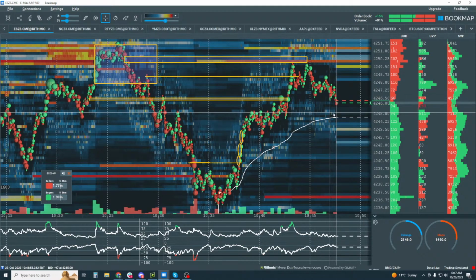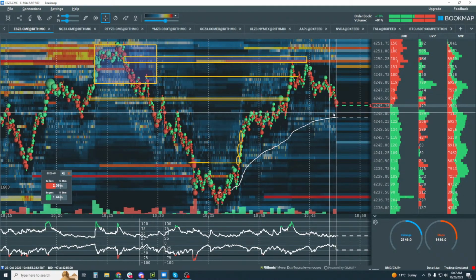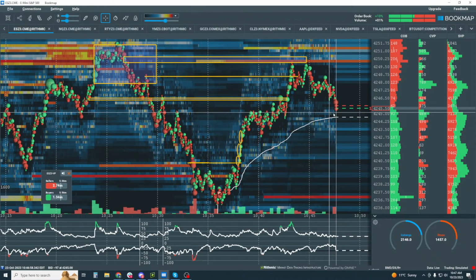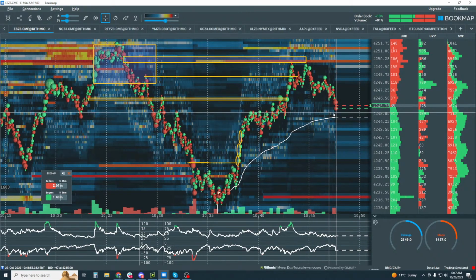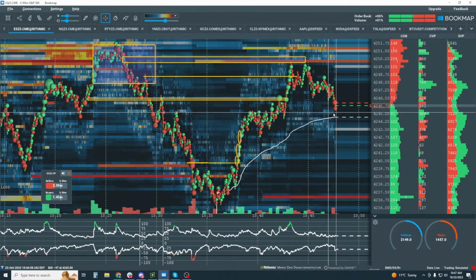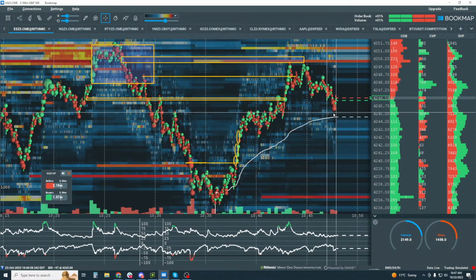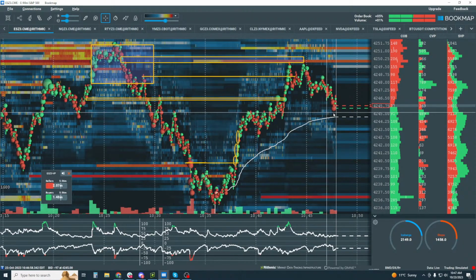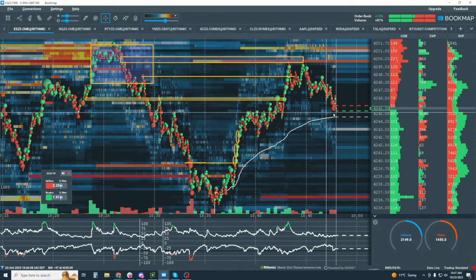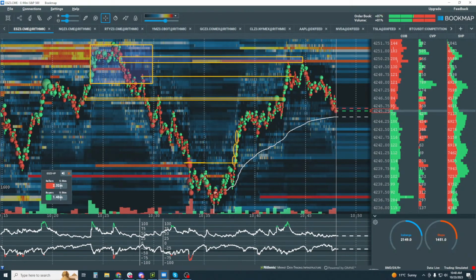You want to build an edge, and it doesn't matter if it's 51%. That's an edge. A lot of the casinos have very, very small edges, but they have an edge. In trading, you can have a lot higher edge, which is pretty amazing.